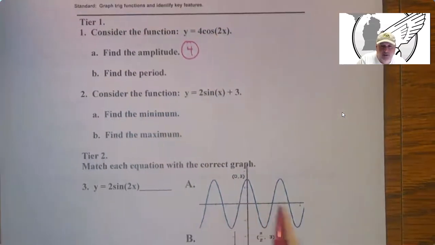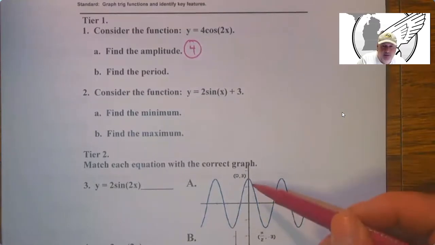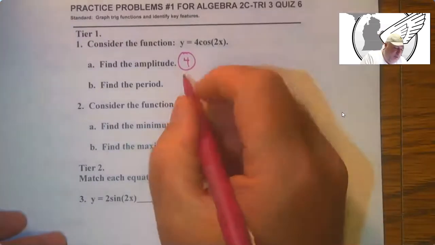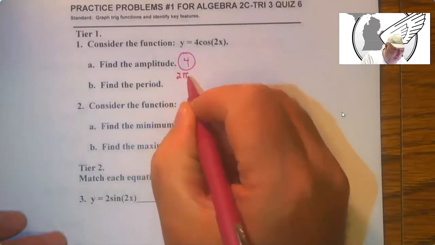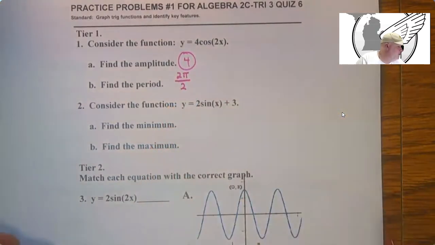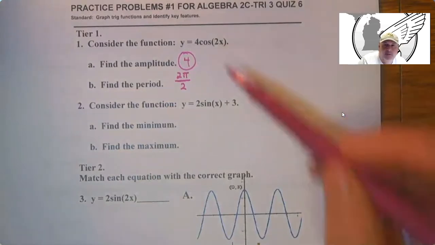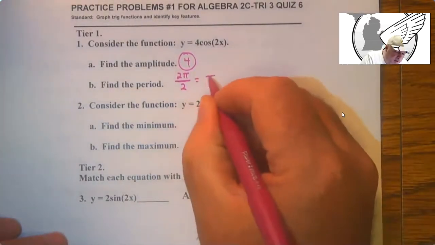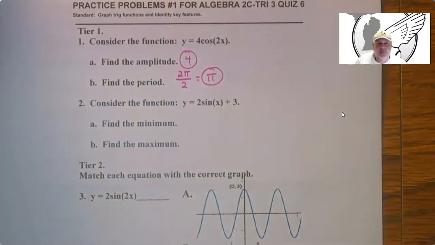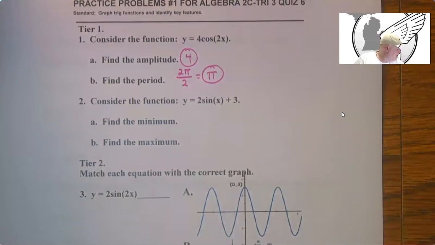If you're looking at this graph down here, you see it has an amplitude of 3, which is the distance from the midline. The period is 2 pi over the absolute value of b, and b is the coefficient on x inside the parentheses, so that's going to reduce to pi. The period is the length of one cycle of the wave, and it'll start to repeat after one cycle.